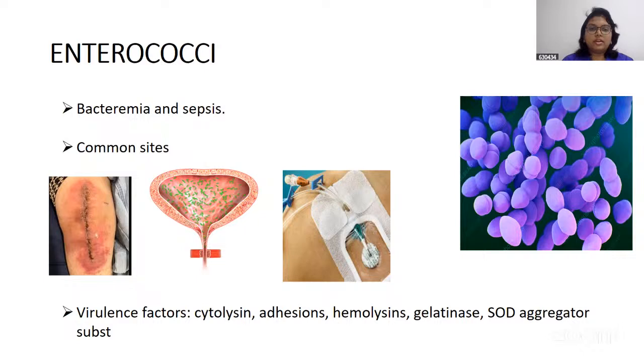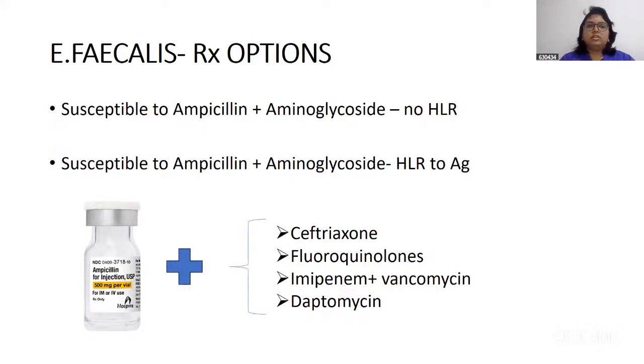The virulence factors, as opposed to Staph aureus, which had toxins and enzymes, here it is cytolysin, adhesins, hemolysins, etc. The two species in Enterococci are faecalis and faecium. Faecium is more notorious and more resistant to vancomycin. Enterococcus faecalis is simpler, may not be that multi-drug resistant like faecium.